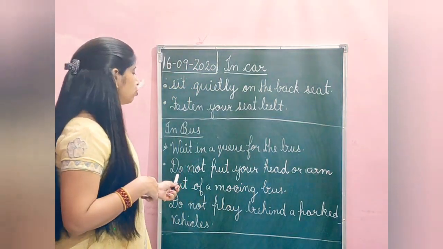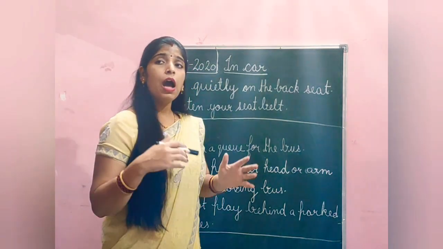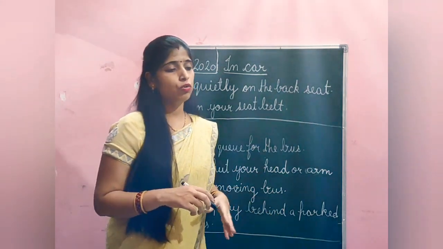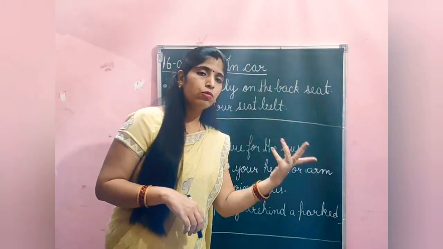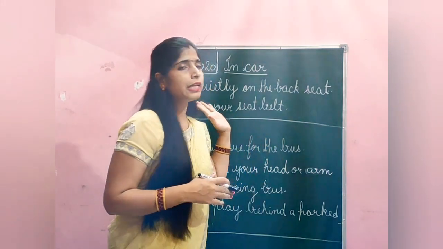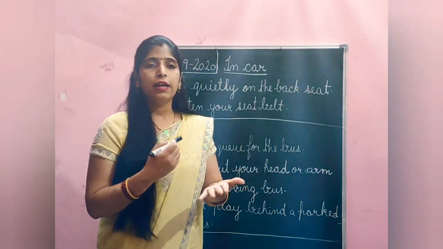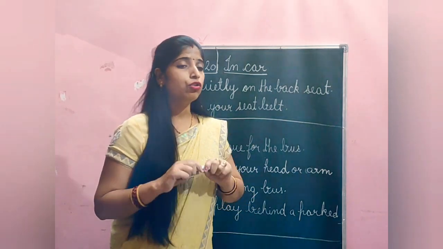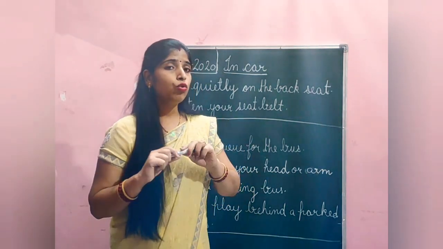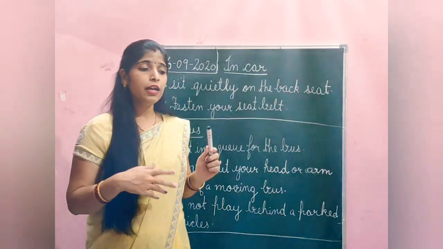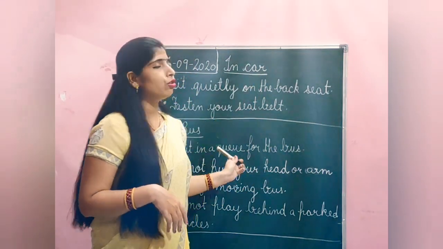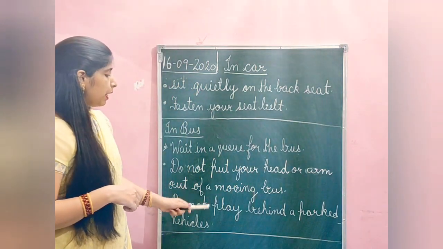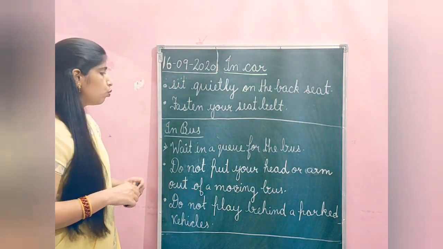Okay. Next thing, do not put your hand or arm outside the moving bus. When the bus is moving and you're sitting on the window side, do not just put your hand or head outside to see. Something can come from the side and your head or your arm can be damaged. So be careful. I think your mothers also say this. Do not put your hands or head outside the window while sitting in the car also, and while sitting in the bus also.